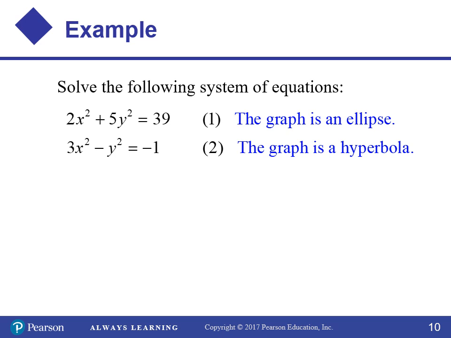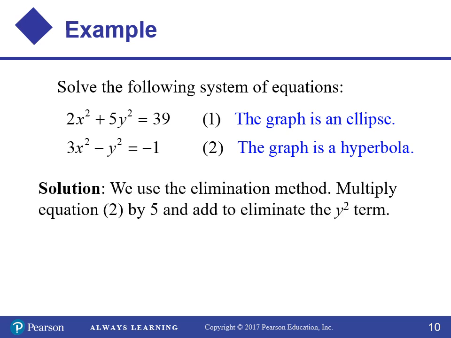Okay, looking at the next example. 2x squared plus 5y squared equals 39. This graph is an ellipse. Okay, it's not quite in elliptical form though. And then the second one is a hyperbola. So we can see an easy way to use the elimination method. If you take this second equation and multiply it all by 5, this would give you 15x squared minus 5y squared minus 5, and we add the equations together, we can eliminate the y values.